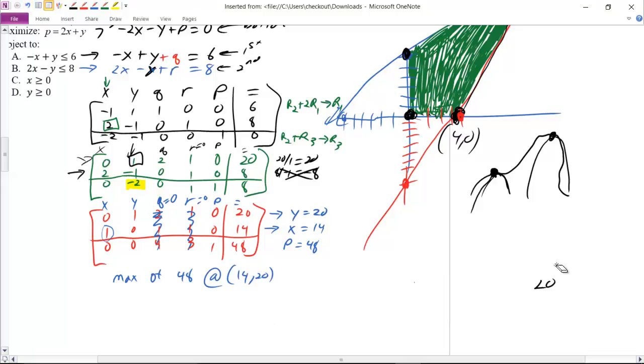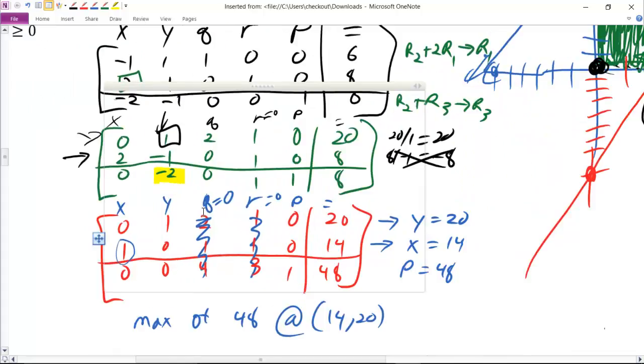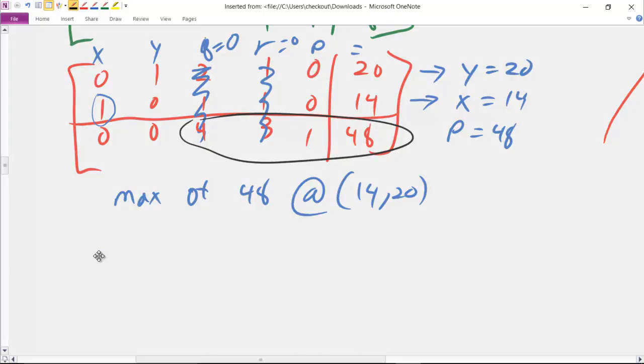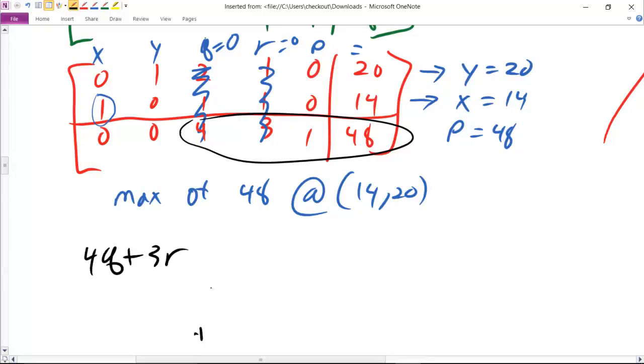Okay, so now the last bit of mystery is, what is going on? Why are we able to just scratch out these rows and make these things zeros? To do that, I'm going to zoom in here and get this a little bit bigger. This device doesn't have multi-touch, so I have to do it manually. There we go. You can see originally, when we were doing this problem, for our bottom row, we had x equals 0, y equals 0, so we didn't need any of that. And our final equation would have been 4q plus 3r plus p equals 48.